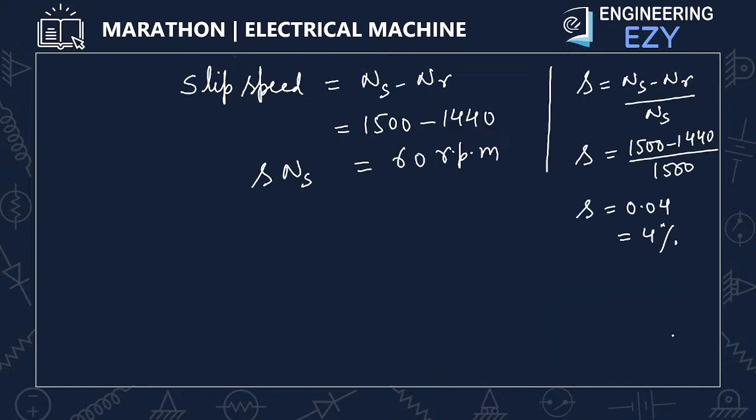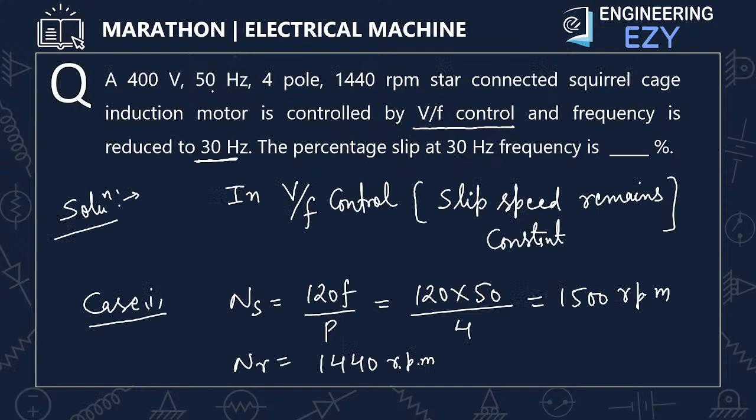So in the V by F control, if the frequency changes from 50 hertz to 30 hertz, the slip changes from 4% to 6.67%. So the correct answer of this question is that the new slip at the 30 hertz frequency is 6.67%. Now moving to the next question.